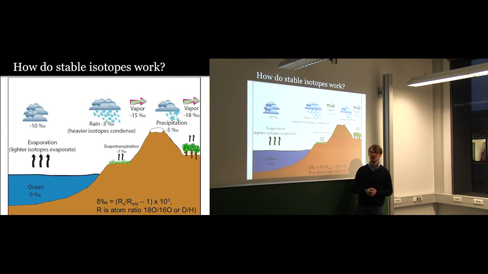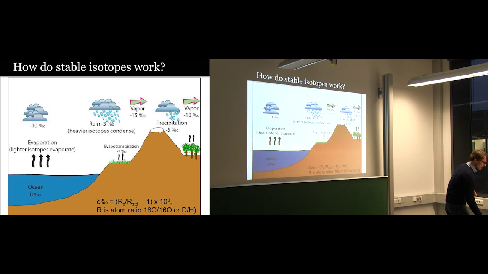And again, the heavier isotope preferentially condenses, forming precipitation, for example, in this example here of -3 per mil. The vapor is then more negative because it lost the heavier isotope. And then this air mass travels further, it rains again, of course, then the precipitation has more depleted isotope values, and this process goes on.